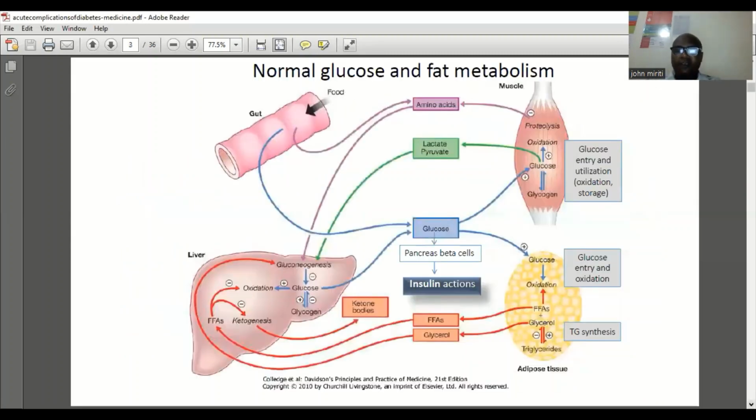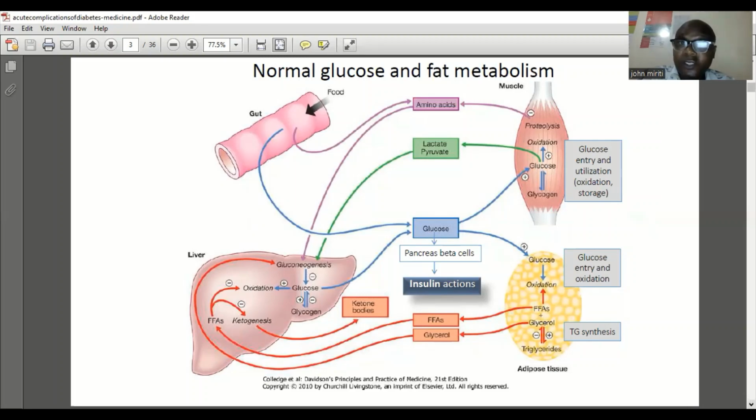Now, as we continue, let us look at the normal way the glucose is metabolized and the fat is metabolized, so that you can be able to understand the abnormal way of glucose metabolism and fat metabolism in the absence or reduced insulin. So let us start with this normal one. So it starts with what?